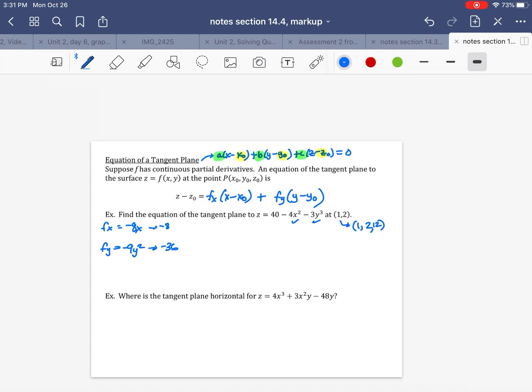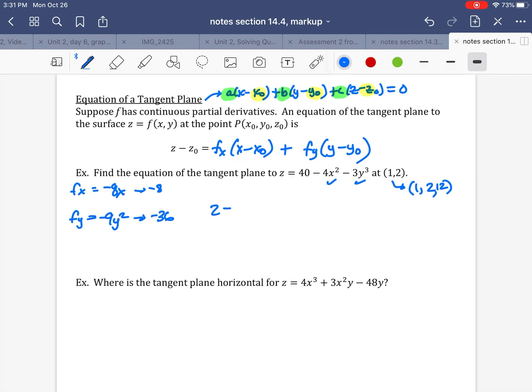I get z minus 12, because that's the z0. Then I have negative 8 times (x minus 1). And then minus 36, because my fy up here is negative, times (y minus 2). All right, so you clean that up a little bit, and you could leave z minus 12.